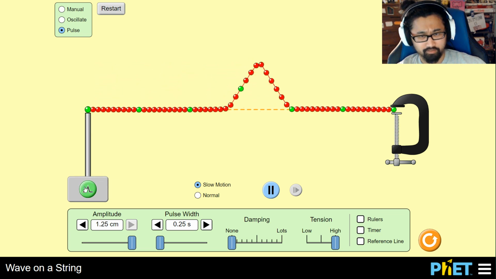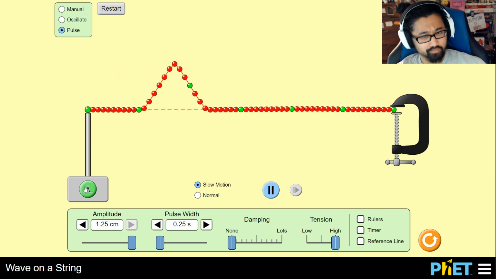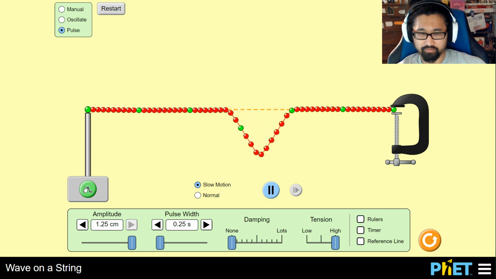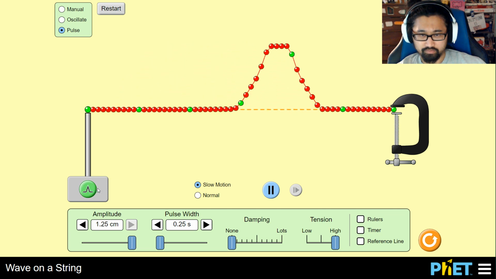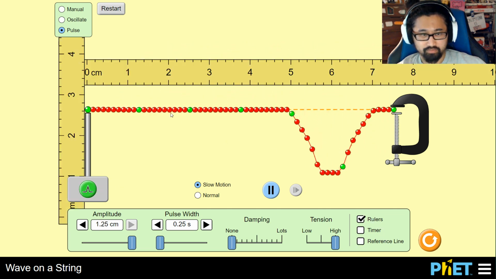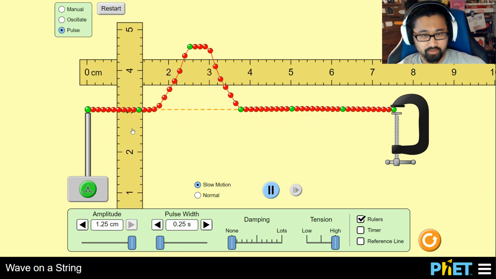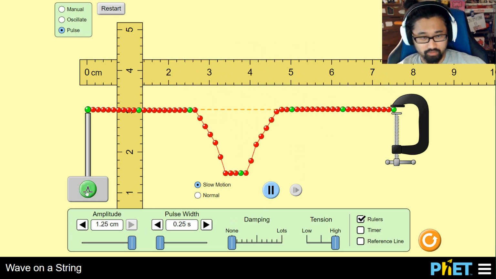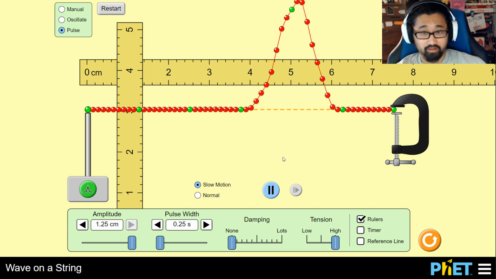I have to time this. How do I time this? Oh, this is hard. Alright, I think that worked. This is actually two waves. I'm going to try to add another one. I just kept doing pulses.